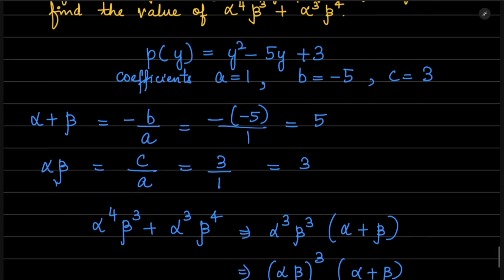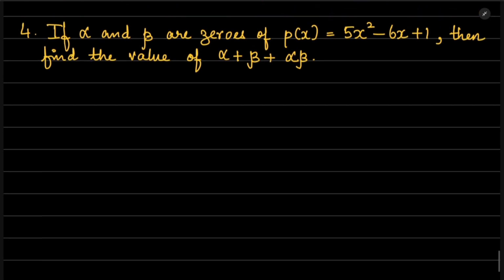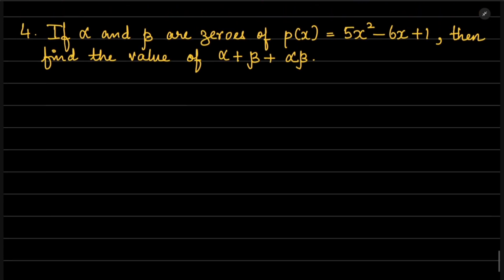Let us do one more question of the similar kind. Yes. Again, if alpha and beta are zeros of the given polynomial, then find the value of alpha plus alpha beta. Here already you have sum and product, so you don't have to do anything much. Let us do it.